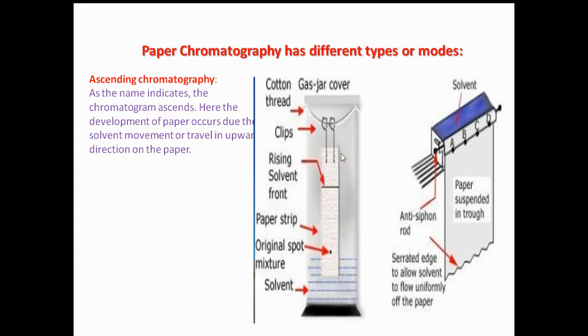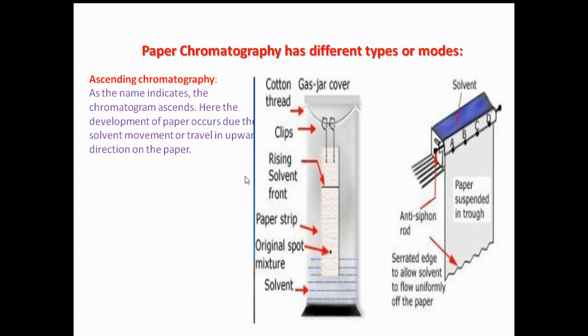And what we have done here, this paper is fixed from the top. With the help of clips, it is hung inside the chamber. Now what we have to do is leave it for some time. The solvent slowly rises up till it travels 3/4 of the distance. We have to put it like that. Then after that, remove the paper from these clips, dry it, and detect the spots.